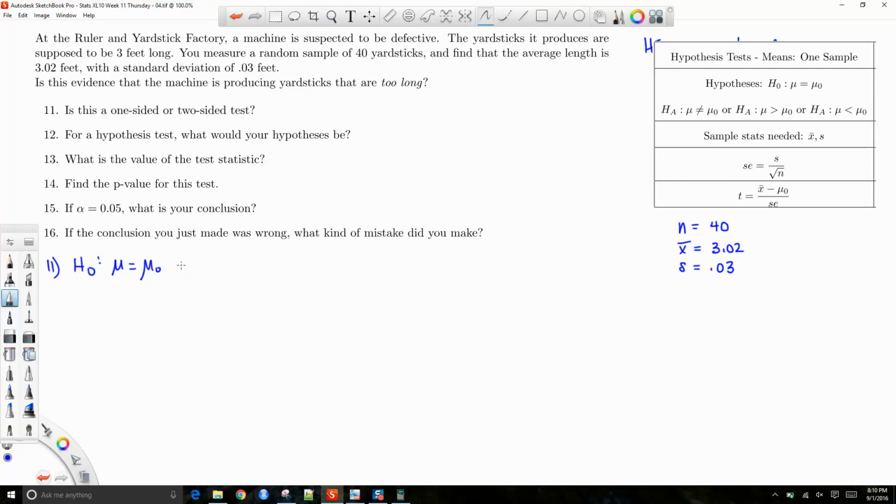All right. So our null hypothesis. Oh, I'm sorry, that would be number 12. Okay, well, actually, let's do number 12 first. What would our hypotheses be? Okay, mu would be equal to mu 0. What is the mu 0 that we're going to be using? 3. Okay, we want our yardsticks to be exactly 3 feet long. And then the alternative: is this evidence that the machine is producing yardsticks that are too long? So our alternative would be mu greater than 3. Okay, so based on that, we can answer number 11, and we will say this is a one-sided test.